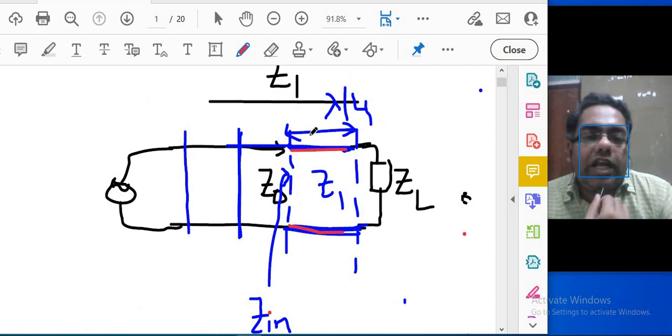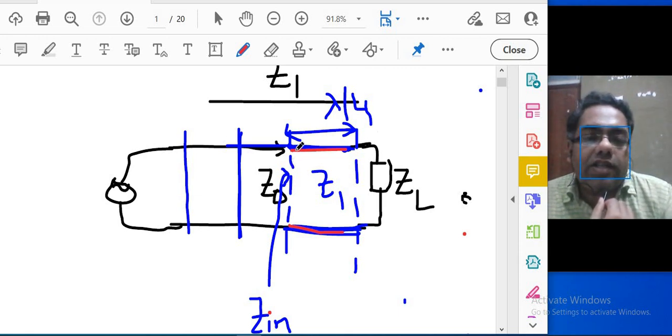However, the length of the quarter wave line will remain lambda by 4 only at one particular frequency. This is the drawback. At any other frequency, it will not remain lambda by 4. So it provides very narrow band matching, only at one frequency.